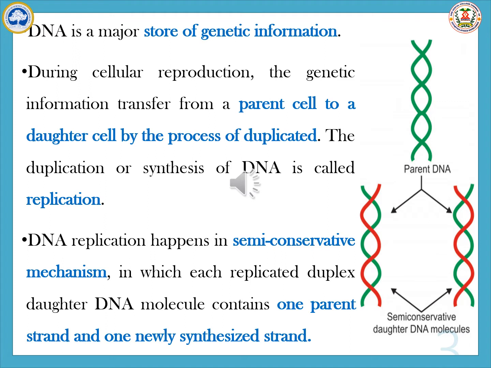Replication always happens in a semi-conservative mechanism, which means the DNA molecules will consist of one parent strand and one newly synthesized strand. Here the picture shows how the parent strand gets unwound first. The two strands get separated, and each strand can synthesize its daughter strand in order to form semi-conservative daughter DNA molecules.